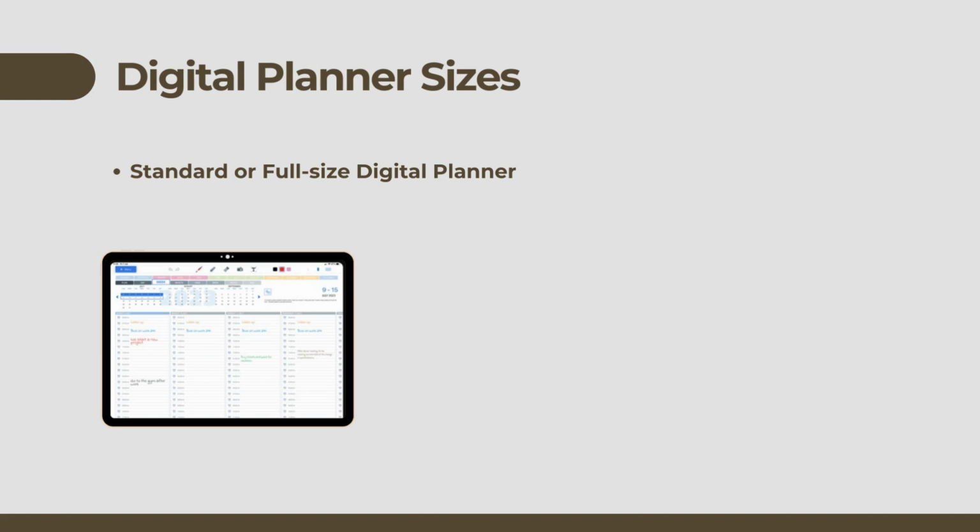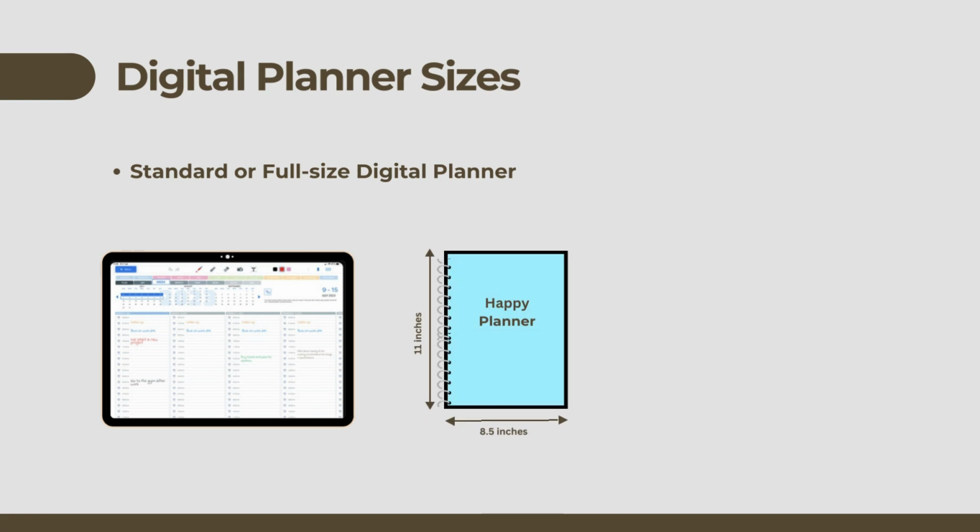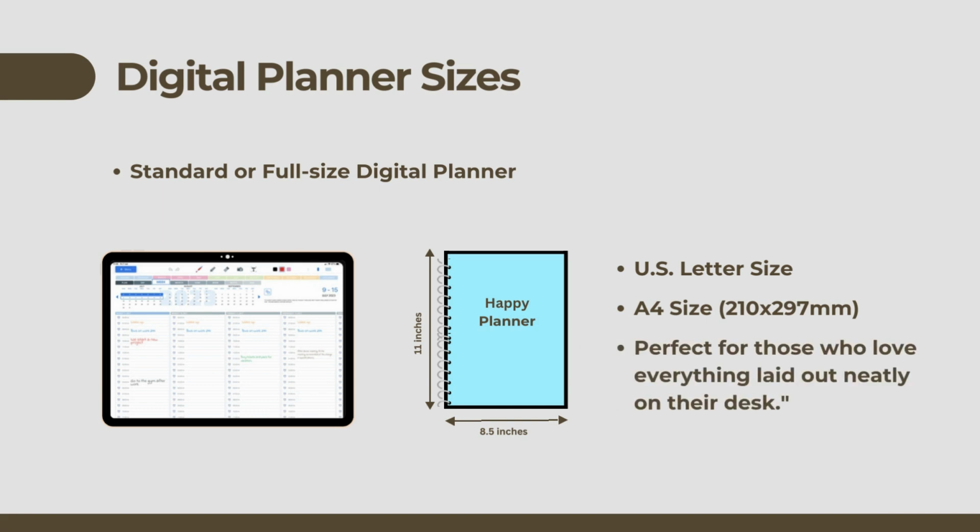First off, we have the standard or full-size digital planner. It's like your traditional paper planner, offering ample space for detailed planning and organizing. Dimensions typically range around 8.5 by 11 inches, which is US letter size, or A4 size, 210 by 297 millimeters. Perfect for those who love everything laid out neatly on their desk.